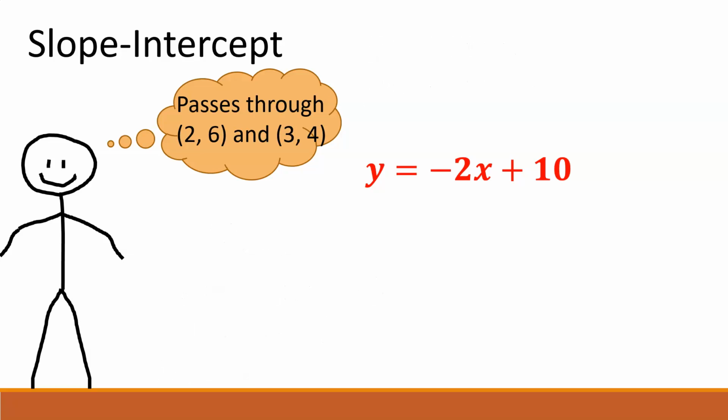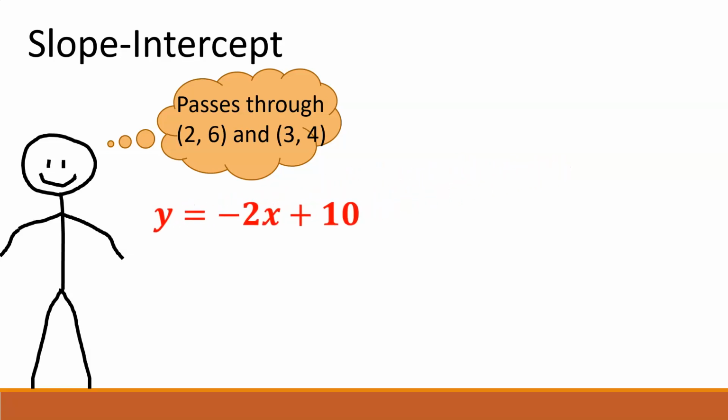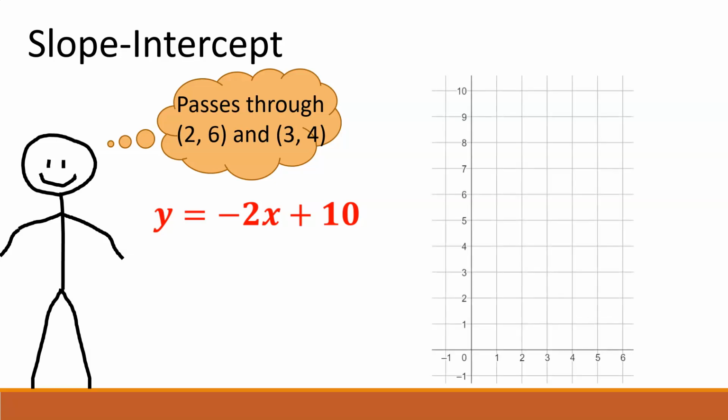Now I don't expect you to just take this at face value that I really did find the equation of your line. So let's see if your line and my line make sense together. Your line passes through (2, 6) and (3, 4). So if we graph your line, we can see that it looks like this. My line, which I'm claiming is the same as your line, has an equation of y equals negative 2x plus 10. That means that in my line, the y-intercept is 10, which matches up with your graph.